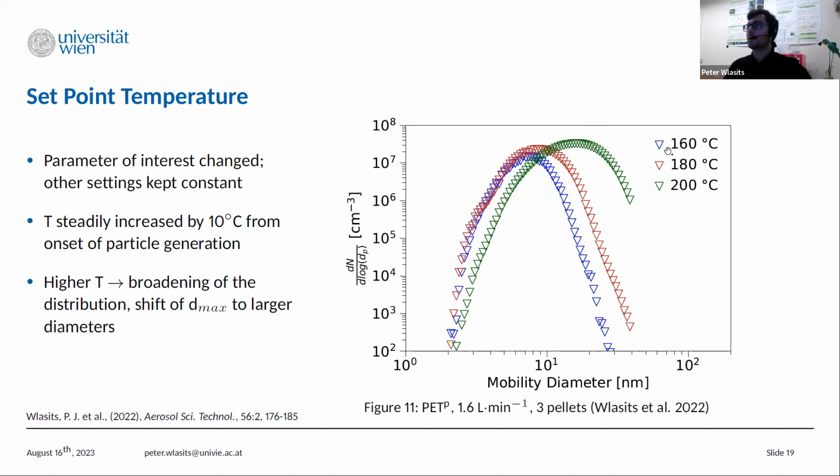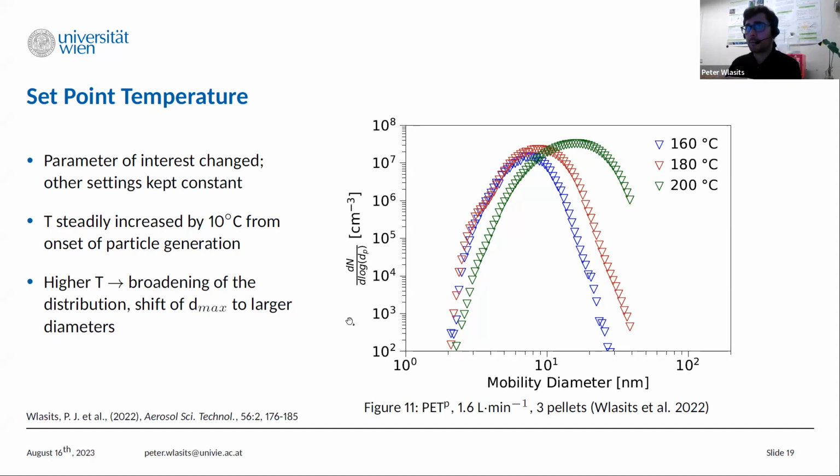In blue here, we used 160 degrees, going to the red one with 180 degrees, and then the highest temperature we measured in this comparison was the green curve with 200 degrees Celsius as set point temperature of the tube furnace. The set point temperature T was just steadily increased by 10 degrees from the onset of particle generation. So when we could detect the first particles, we just went through the whole range of available temperatures. And here it's pretty obvious that there is something happening with temperature.